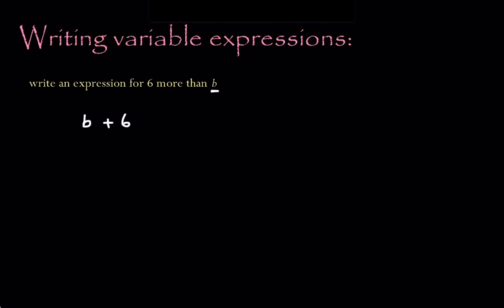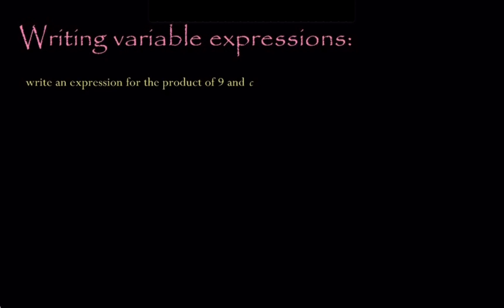Okay, let's do another one. Write an expression for 8 less than M. So, again, M is a variable, meaning it represents a number. So, M. And then we want 8 less than that. So, less means subtraction, right? You take away 8. Okay, that's a variable expression.